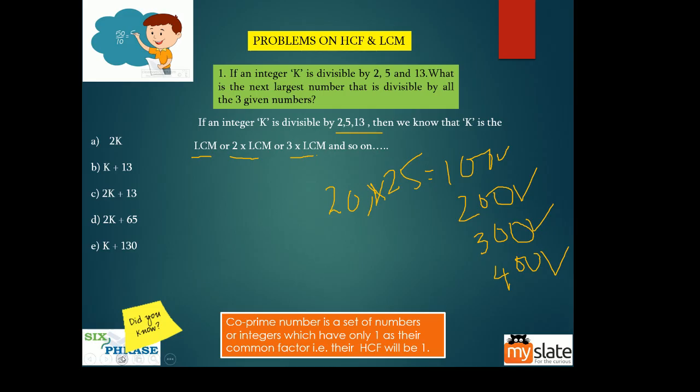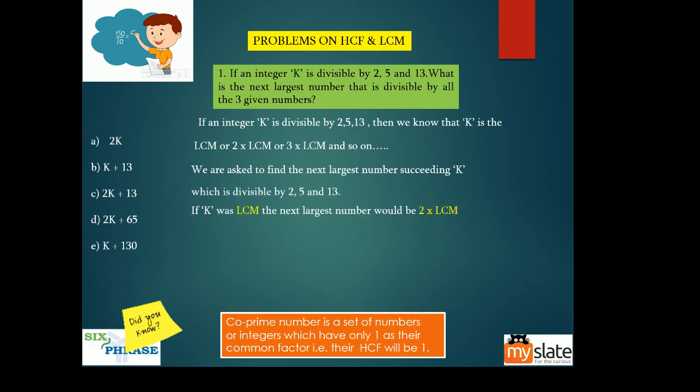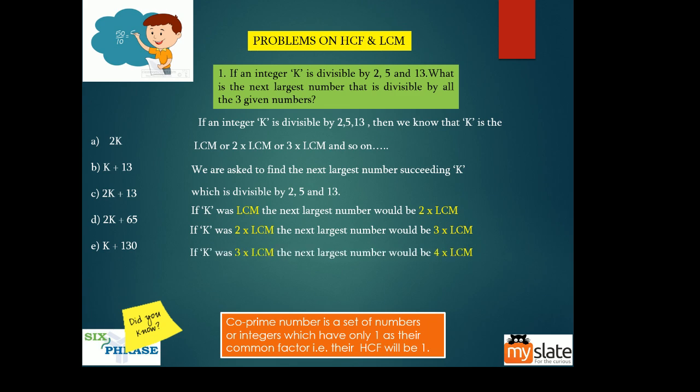Yes, so we are asked to find the next largest number succeeding k, which is divisible by 2, 5 and 13. So, if k was LCM, the next largest number would be 2 into LCM. If k was 2 into LCM, the next largest number will be 3 into LCM. If k was 3 into LCM, the next largest number would be 4 into LCM, and it goes on infinitely.